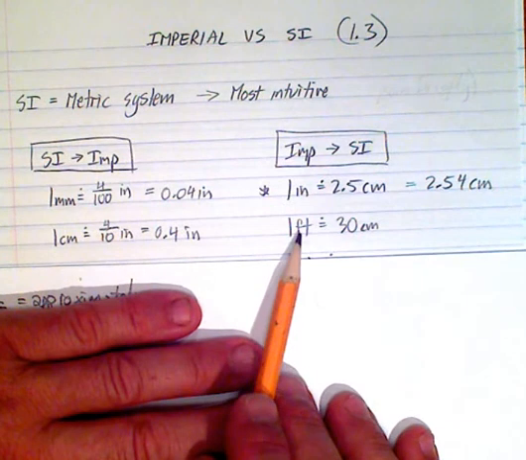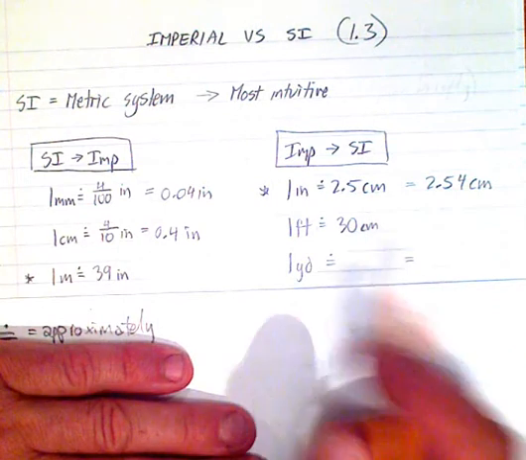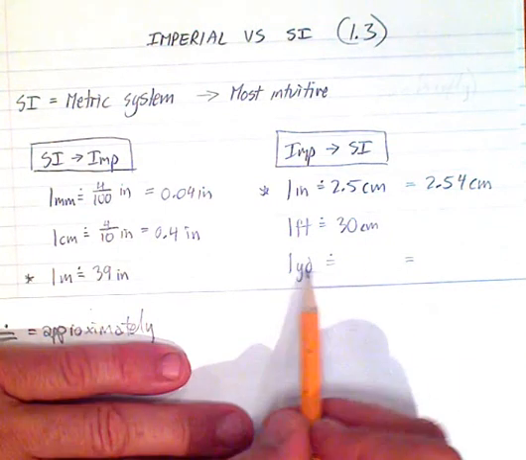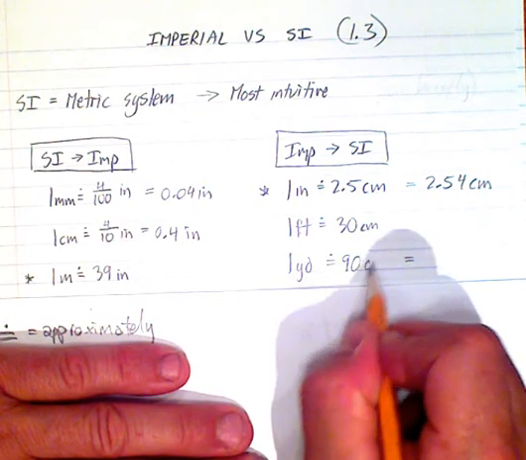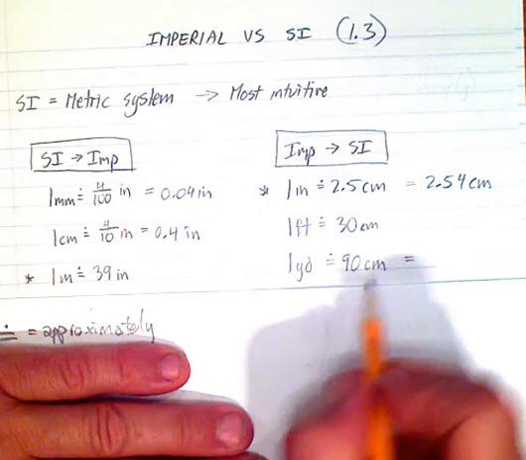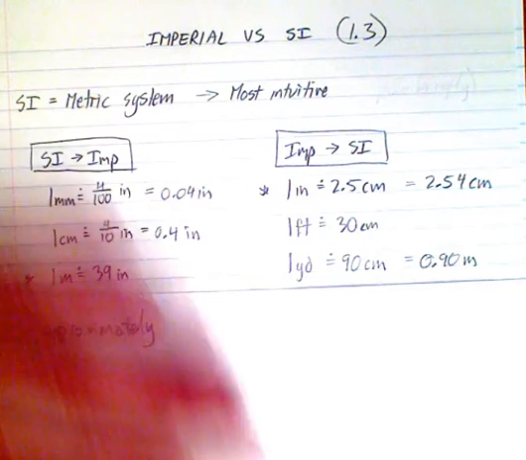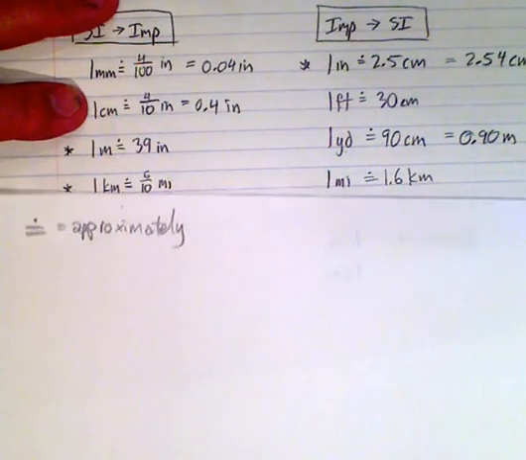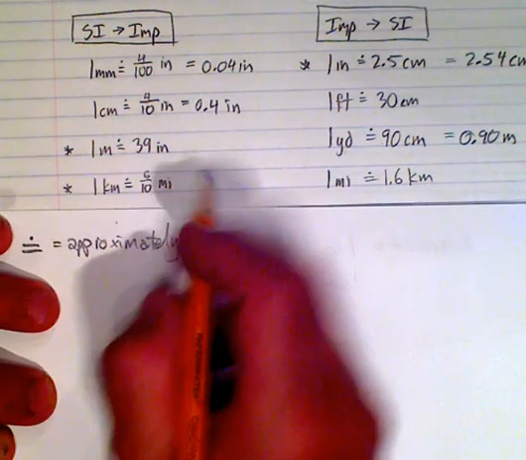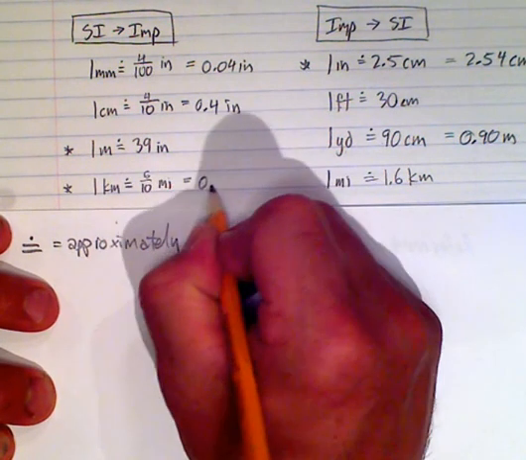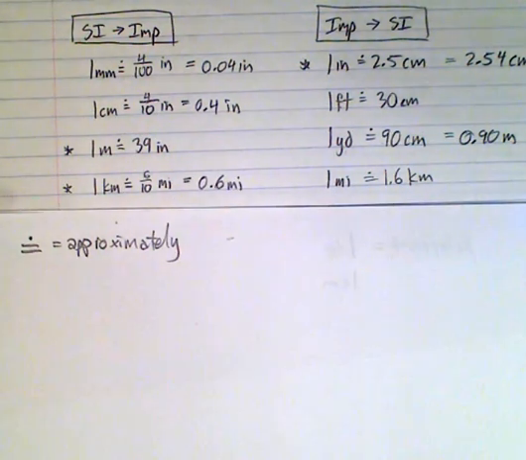Here we have 1 foot is about 30 centimeters. 1 yard is about how much? Hopefully you know that there are 3 feet in a yard, so 3 of these would be 90 centimeters. And if you understand the metric system, centimeters to meters, this could be 0.90 meters. Let's look at kilometers and miles. We're dealing only with lengths here mostly, folks. 1 kilometer is approximately equal to 6/10 of a mile, or 0.6 of a mile. In this case, 1 mile is equal to 1.6 kilometers.